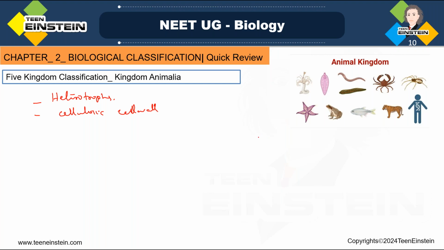Then we talked about a six kingdom classification and a seven kingdom classification also. The six kingdom classification was proposed by Carl Woese, and in that, kingdom Monera is further divided into archaebacteria and eubacteria. That's why one extra kingdom came there. And the seven kingdom classification was proposed by Ruggiero in 2002 and 2005.